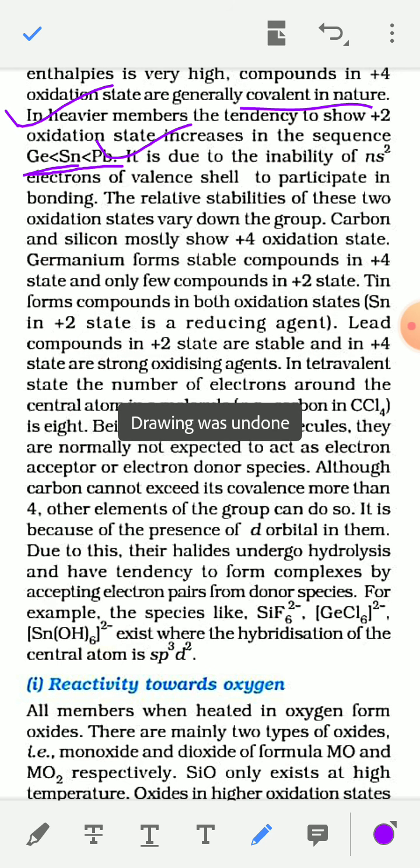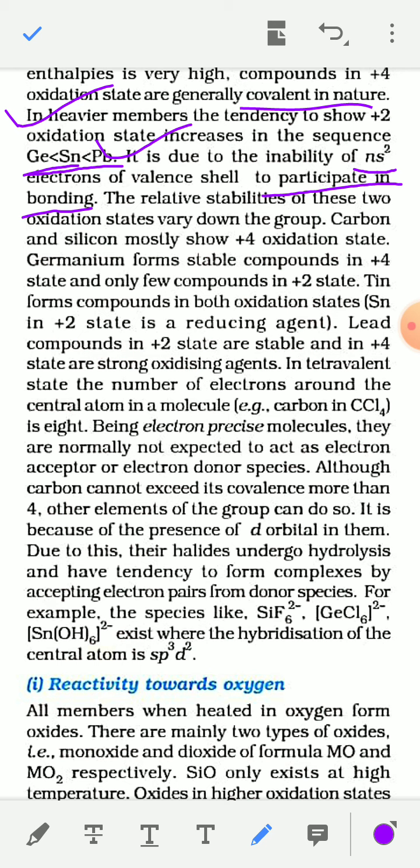Okay, note this point: it is due to the inability of the outermost ns2 electrons of the valence shell to participate in bonding. That means these outermost ns2 electrons become inert due to the presence of poor screening inner d and f electrons in case of lead. Okay, so the relative stability of these two oxidation states varies down the group.